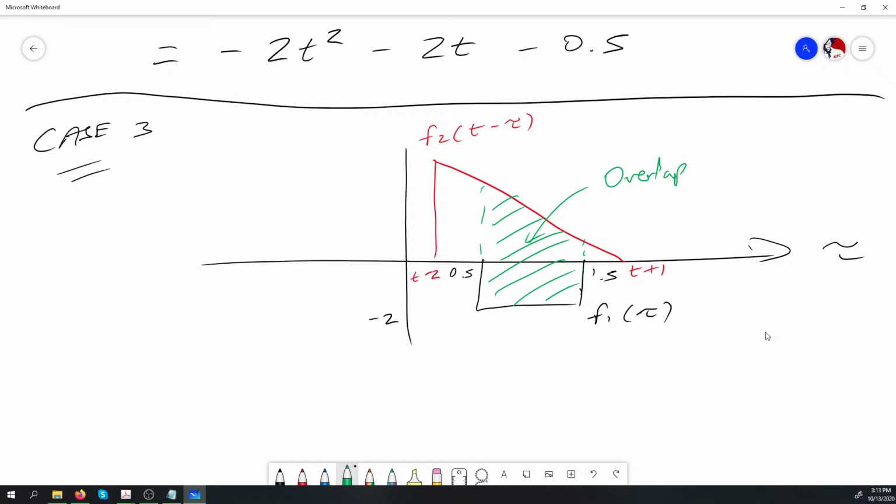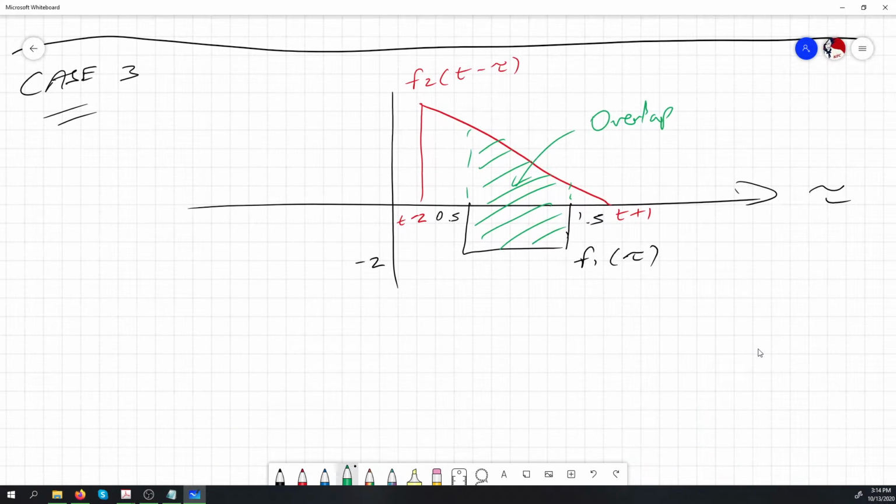So for case 3, because the width of our f of 2 t minus tau signal is basically 3 on the x-axis, there will be an odd case here where the f of 2 t minus tau signal will totally encapsulate the f of 1 tau signal. For that particular case, we need to make sure that we draw this out accordingly to make sure it encompasses it, in order to compensate for it.